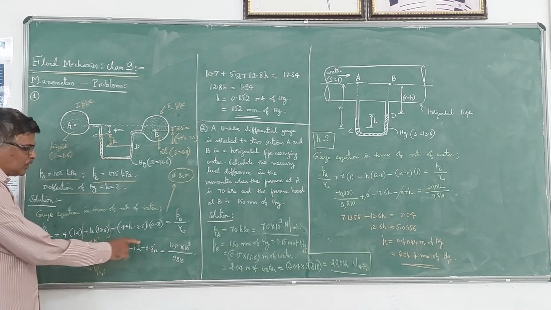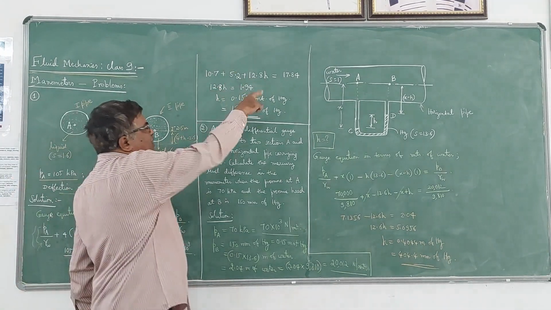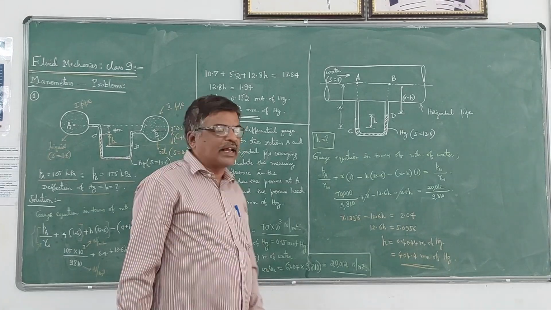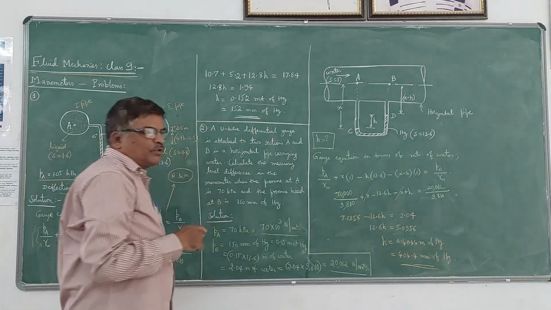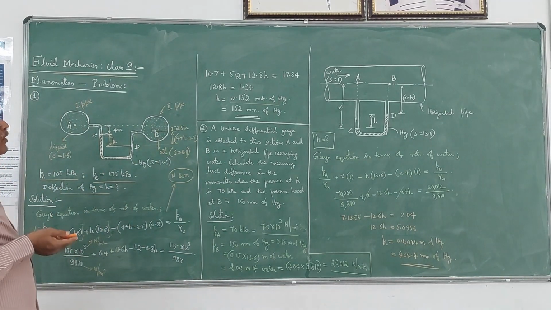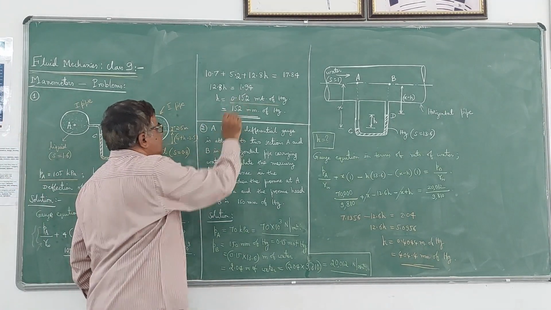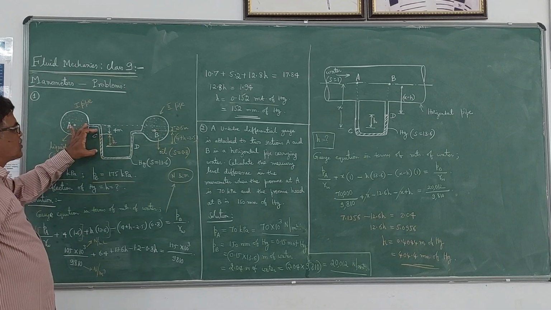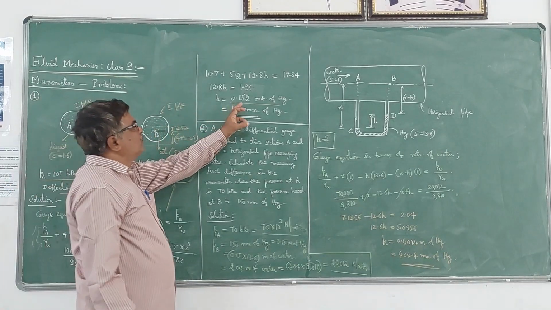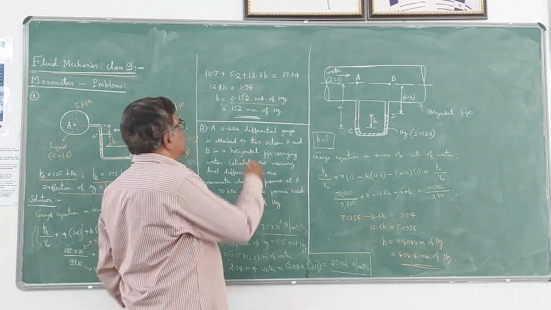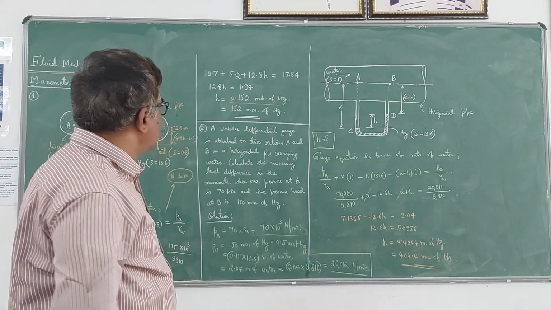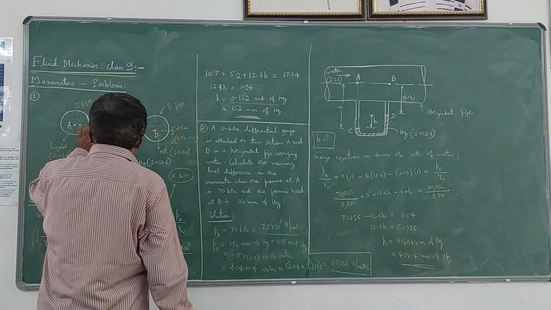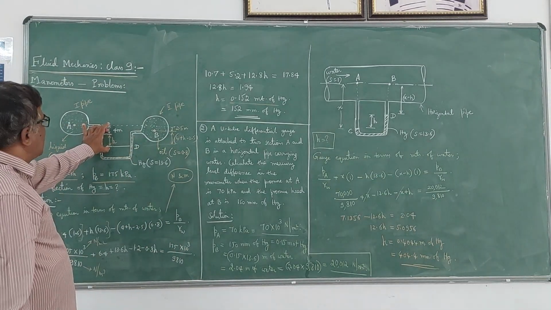Now here the unknown is h. So if you simplify the equation and solve for h, you are going to get 0.152 meters. It will be in terms of meters of mercury, because the manometric liquid used here is mercury. 0.152 meters of mercury can be written as 152 millimeters of mercury. So that is the deflection in the mercury level in the manometer.